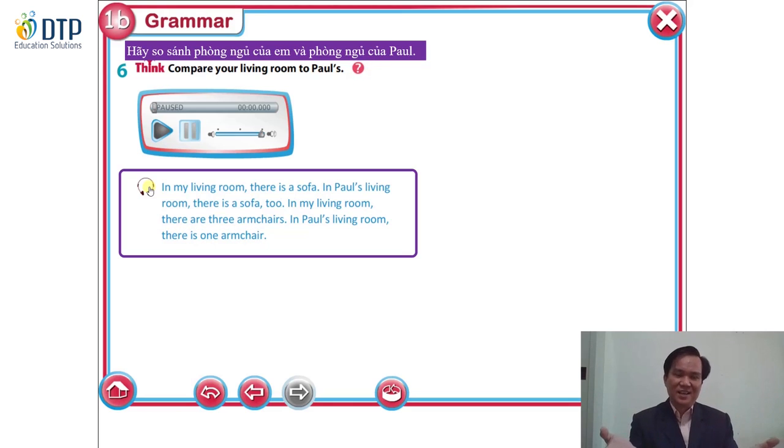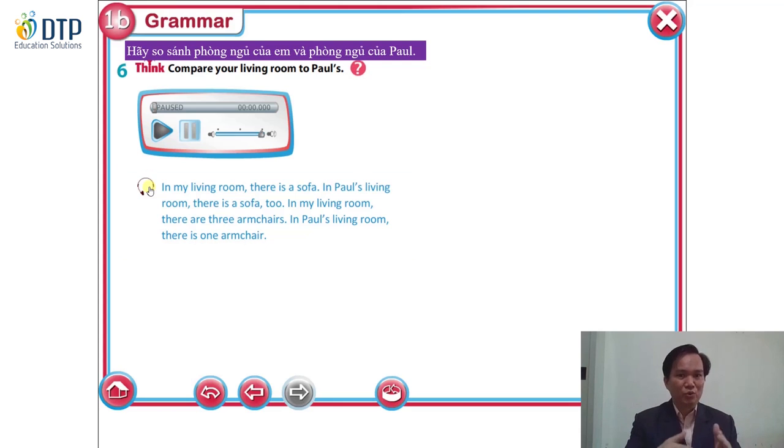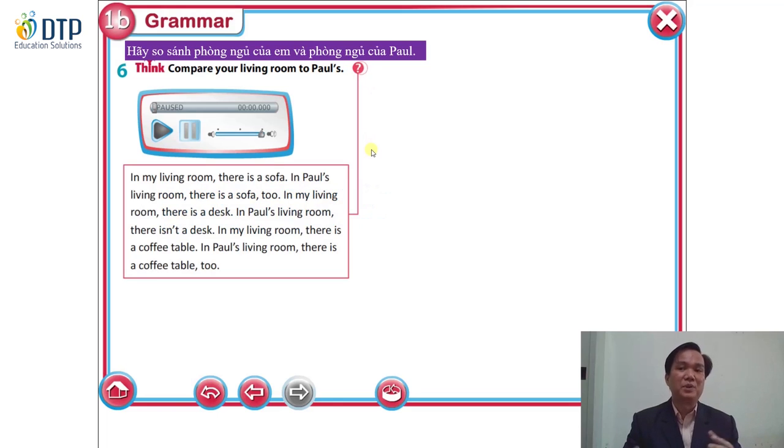Okay, class, can you compare your living room to Paul's now? If you cannot, now listen to the example and repeat after the speaker. Are you ready now? Here we go. In my living room, there is a sofa. Please repeat. In Paul's living room, there is a sofa too. Could you repeat that, please? Good.